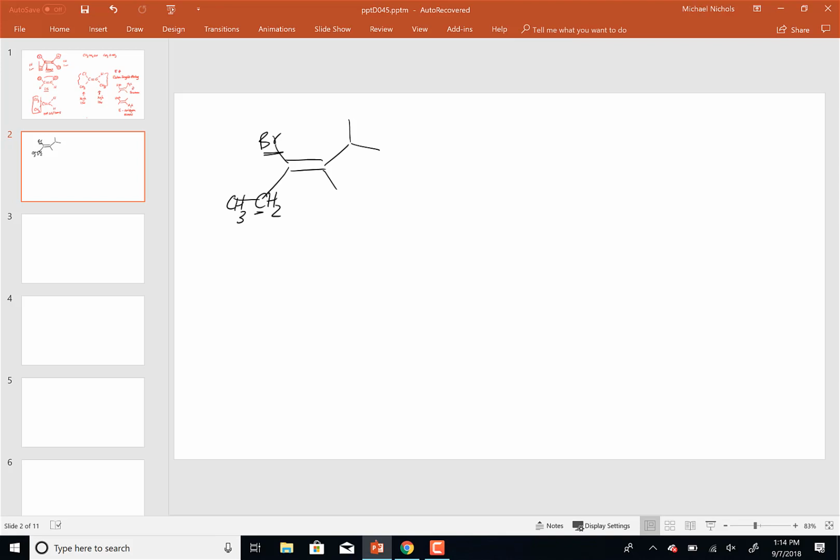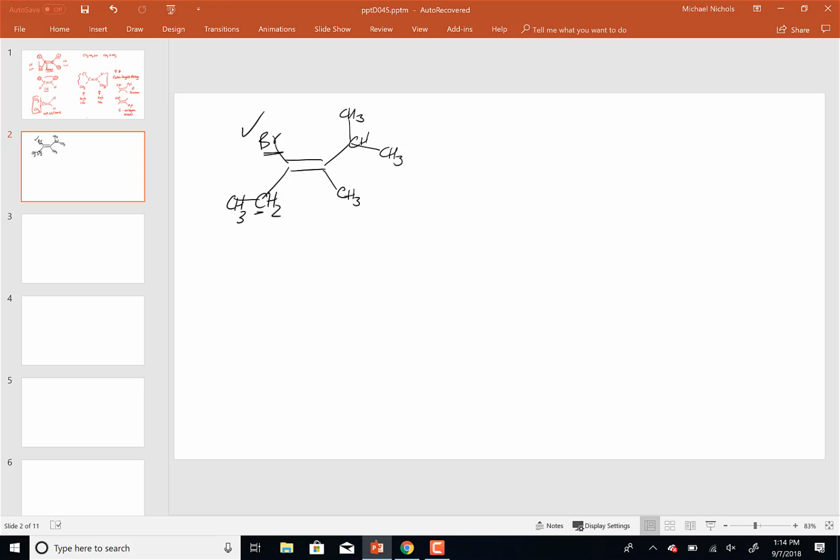Bromine. So that means bromine then is my high priority group. Okay. So now I do the same thing on the other side. I'm going to say, okay, there's a carbon. It has one bond. It needs 3 hydrogens. Here's a carbon. It has 3 bonds. It needs 1 hydrogen. And then I've got my CH3 and my CH3.